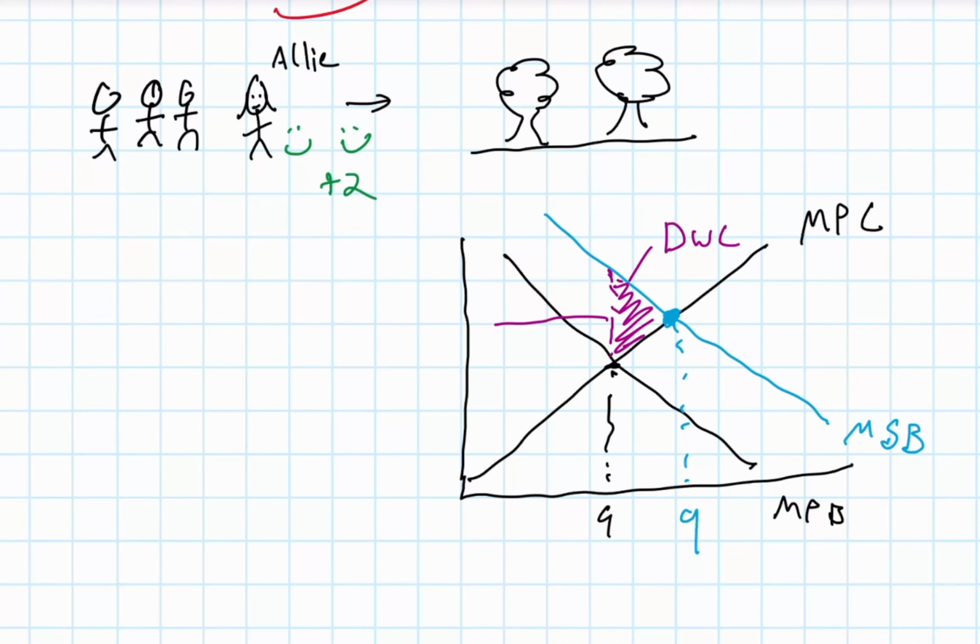So how do we encourage people to create positive externalities? Well, it's the opposite of a tax. We create a subsidy, and the distance of the subsidy is right here. Okay, hopefully this makes some sense. Let me know if you have any questions. Adam out.